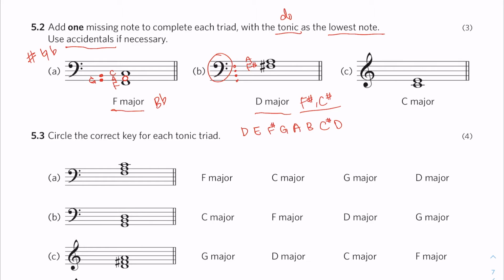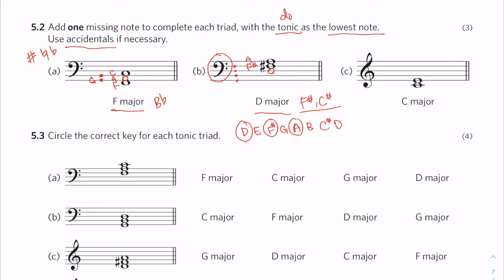If I need to build a tonic triad in D major, I need to start with D. So I will have D, F sharp, and A. Now looking at the question, I do have F sharp and A, so what am I missing? I'm missing the D, so I'm going to draw the D underneath at the bottom here.